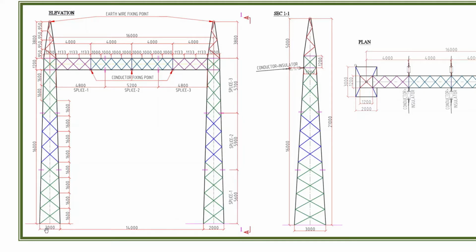So the base dimension of the tower you can see is 2 meter in direction parallel to the girder span, and 3 meter, in section 1 you can see, in direction parallel to the span of the conductor or insulator.